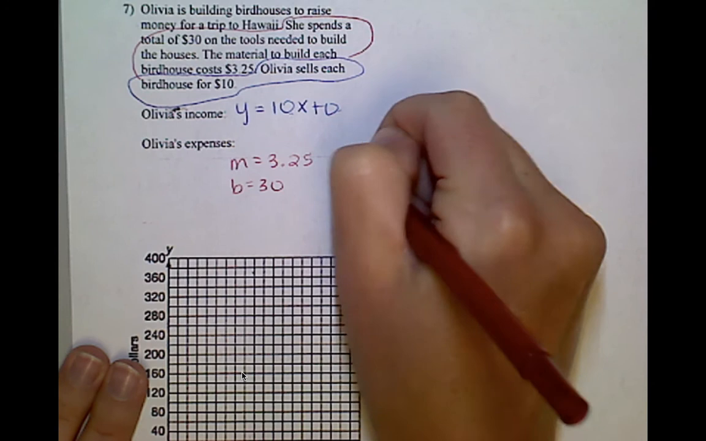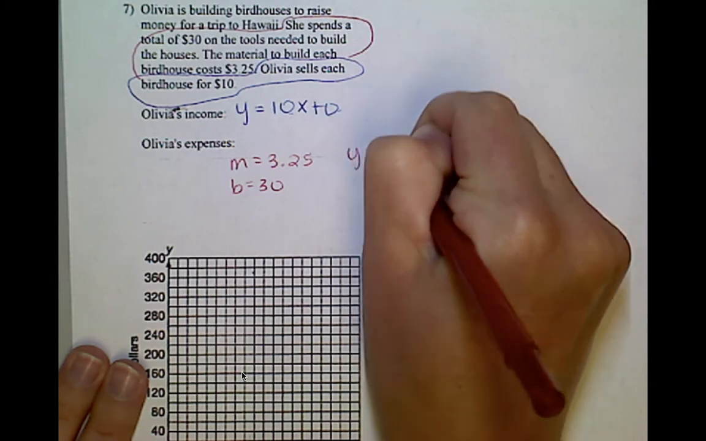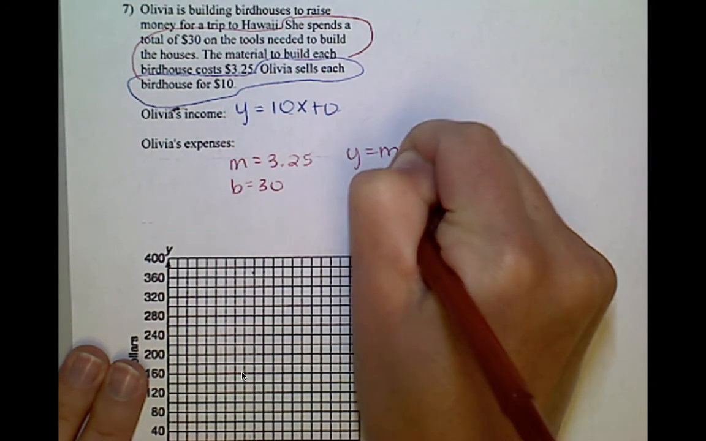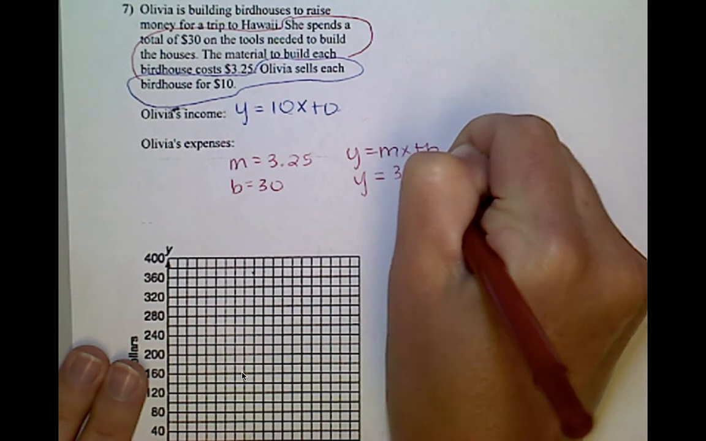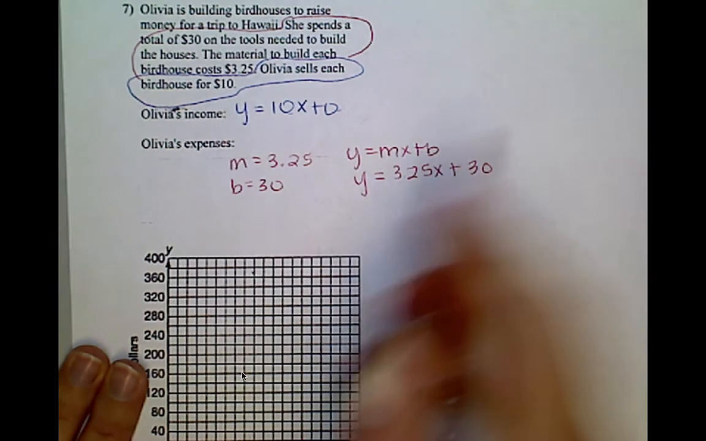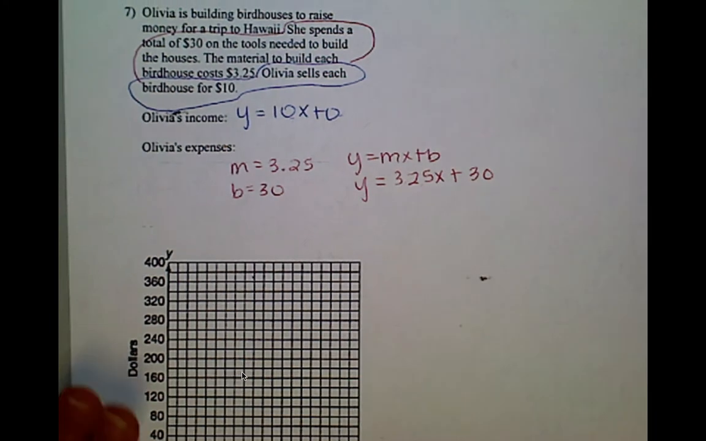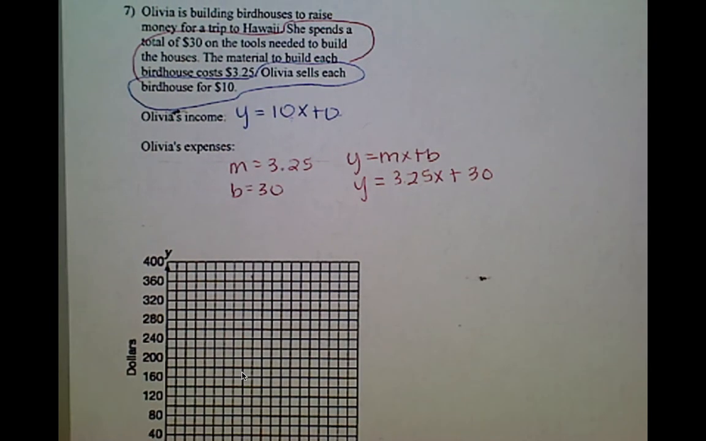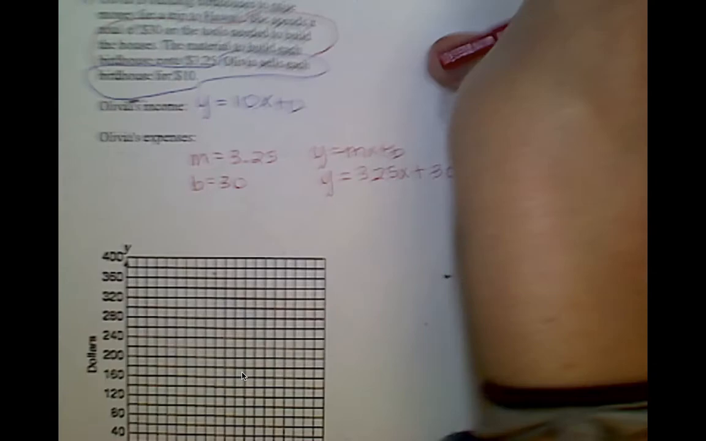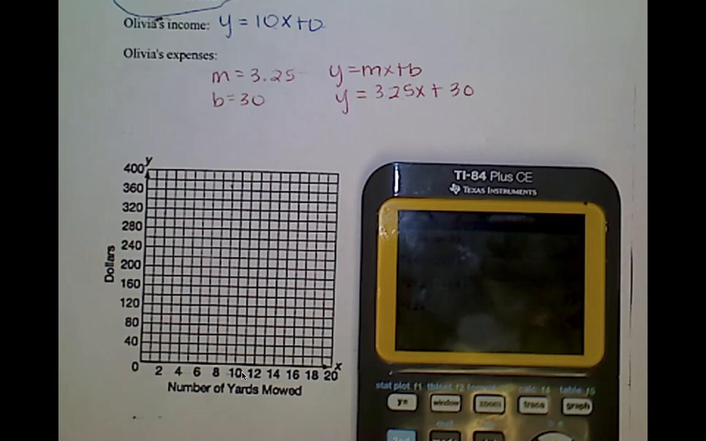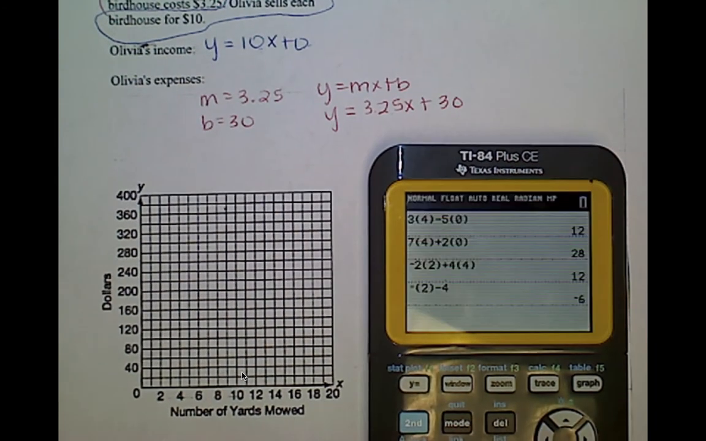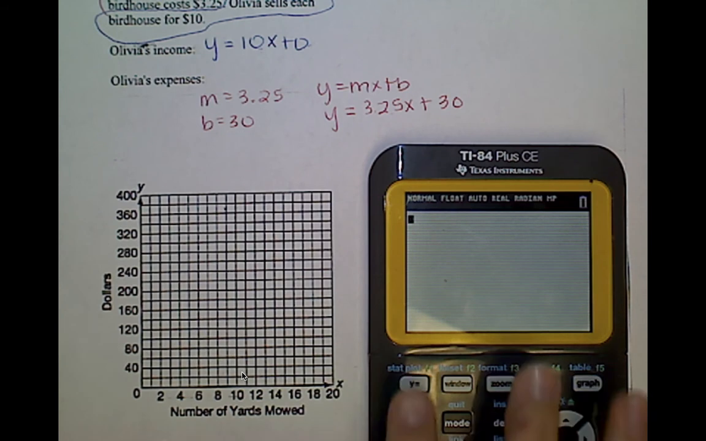Okay? So when I put this together, I'm going to say y equals mx plus b, or y equals 3.25x plus 30. Replace m with 3.25, replace b with 30. And now I've got to actually find out where those two things intersect. And here's the best part. You've got a cheat sheet down here. I went ahead and gave you a graph. So as long as you know how to work your calculator, this should be the easiest question on there.